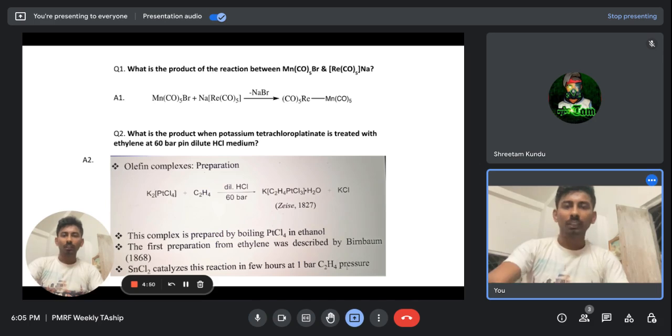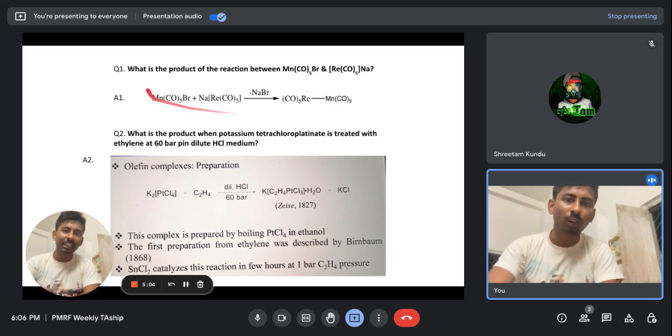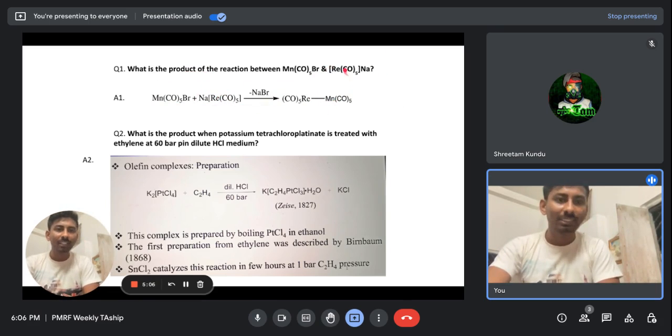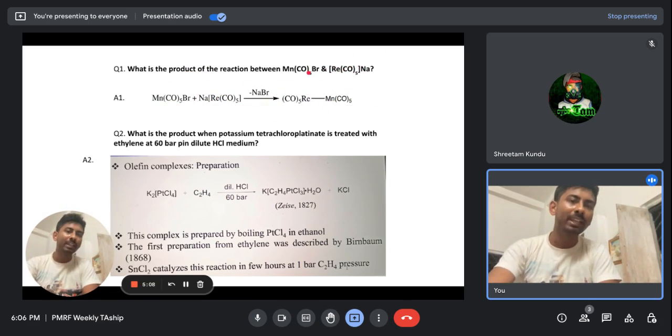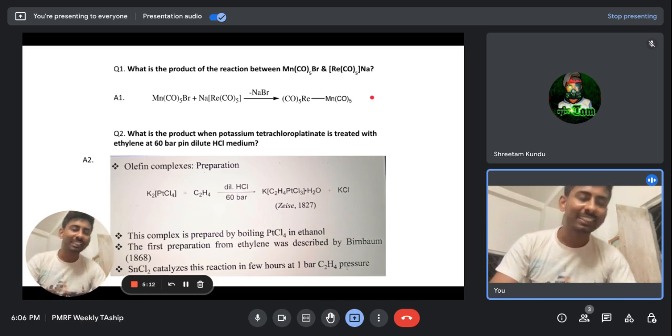So this is the mode of an SN2 reaction. A nucleophile attacks any alkyl bromide or alkyl iodide, attacking the R center to produce R-Nu with release of Br minus. The same happens in this case, where the nucleophile is nothing but this Re(CO)5 minus, the negatively charged metal center acting as the SN2 nucleophile.